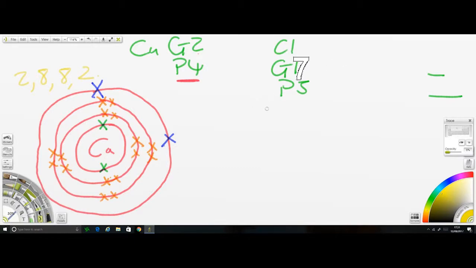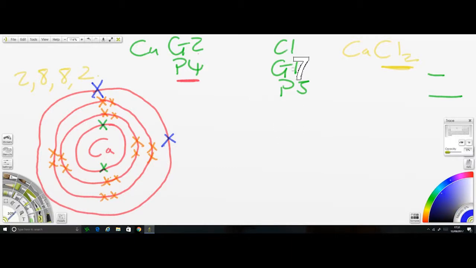Now, if you remember and look at the formula that we did previously, we know that the end formula is going to be CaCl2, and that makes sense if you think about it, that we need 2 chlorines, and I'll show you exactly why that makes sense.